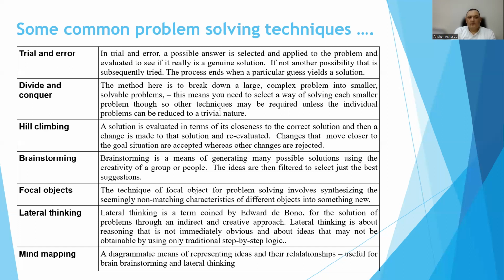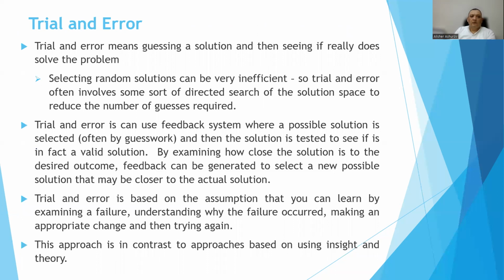Okay, maybe let's look through these techniques with some details. So let's begin with the trial and error technique. Trial and error means guessing a solution and then seeing if it really does solve the problem. Or selecting random solutions can be very inefficient. So trial and error often involves some sort of directed search of the solution space to reduce the number of guesses required.